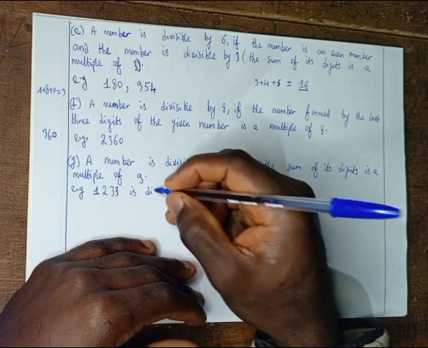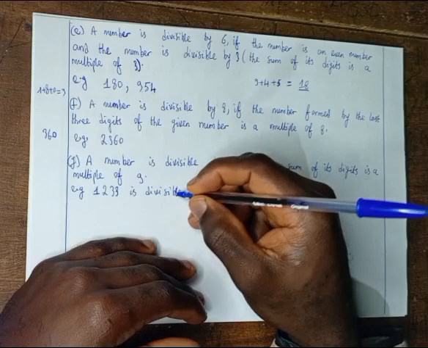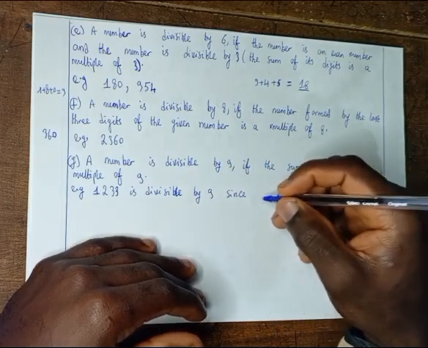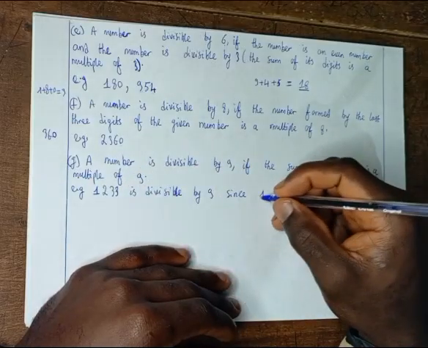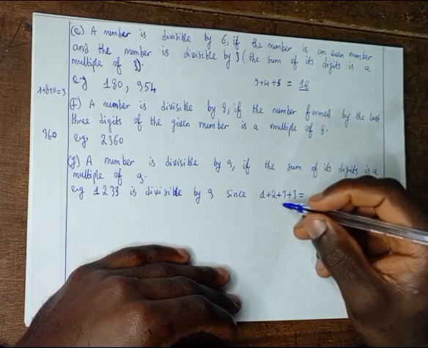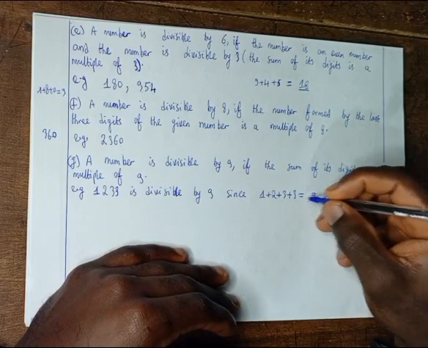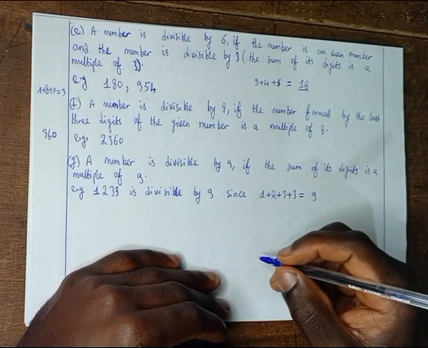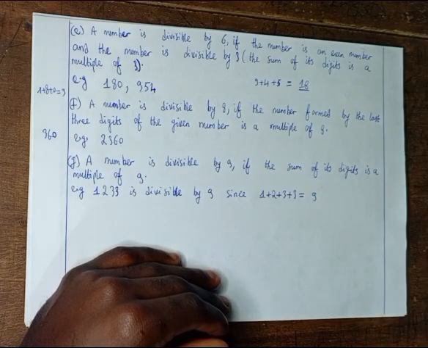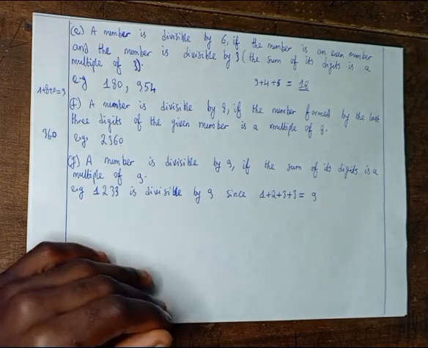It's divisible by 9. Since if we sum the digits here, we have 1 plus 2 plus 3 plus 3. 1 plus 2 gives us 3, plus 3 gives 6, plus 3 gives us 9. And 9 is a multiple of 9. Therefore, this number is divisible by 9. We go now to H.